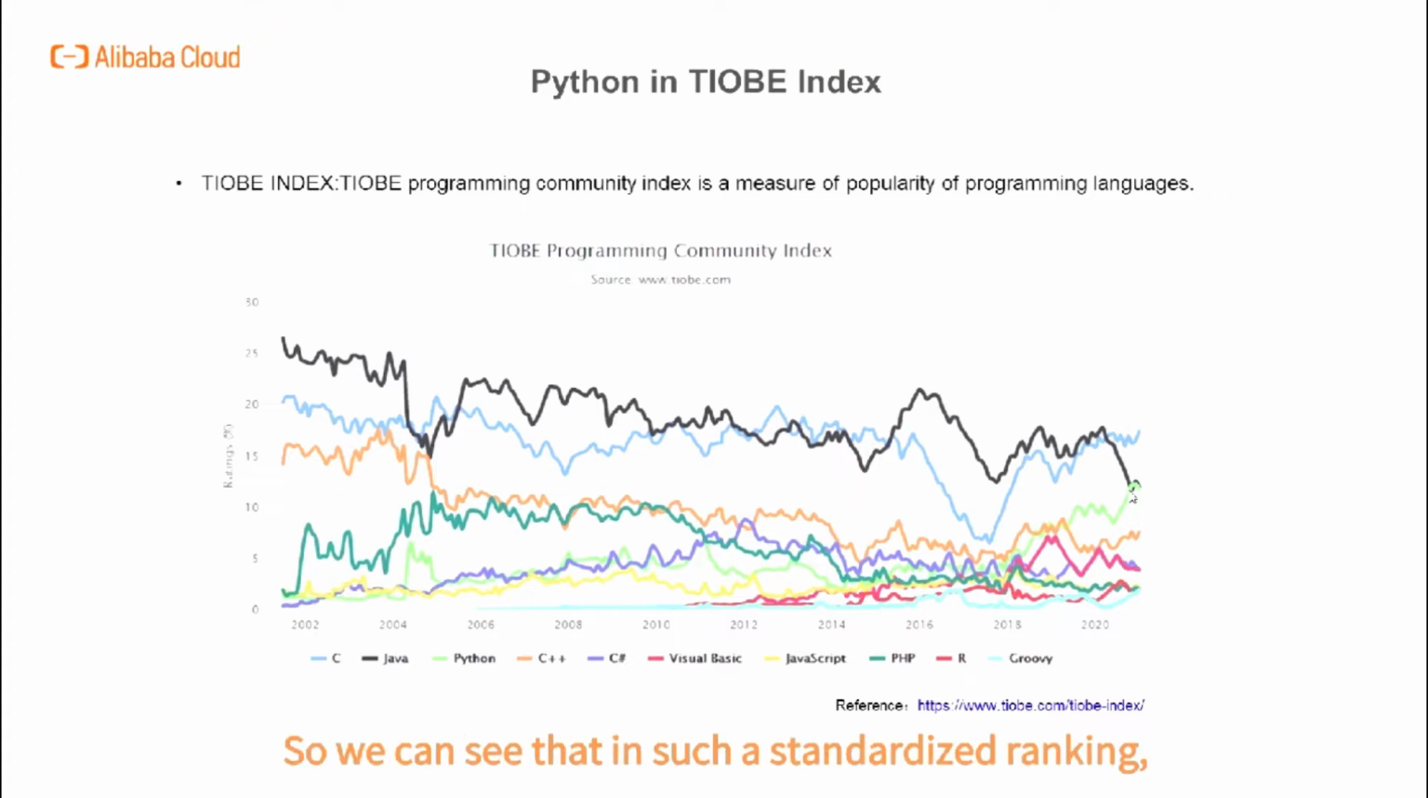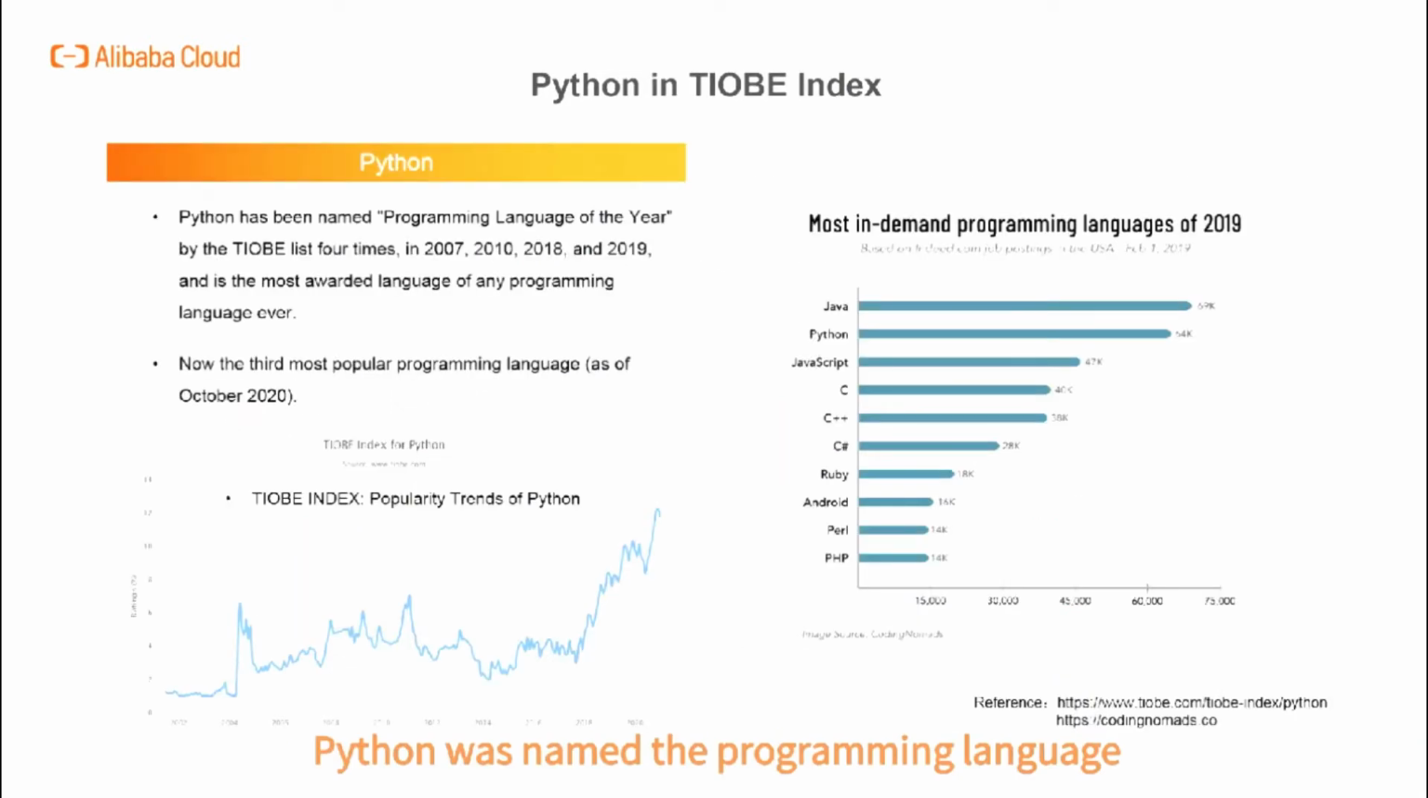So we can see that in such a standardized ranking, the development of the Python language is still very fast. Python was named the Programming Language of the Year by TIOBE in 2007, 2010, 2018, and 2019. It is also the programming language that has won the most awards in history. As of October 2020, Python has become the 3rd most popular programming language. The following graph shows the popularity of Python alone. We can see that after 2018, the traffic of Python is indeed rising rapidly.